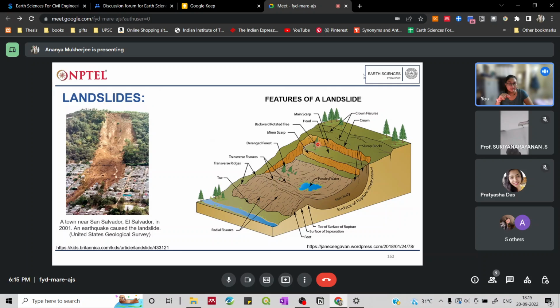So you can see that the tree is tilting backwards, because the roots of the tree are actually moving forwards, because the movement of the material is still continuing down the slope.